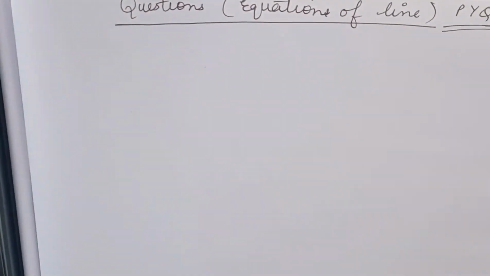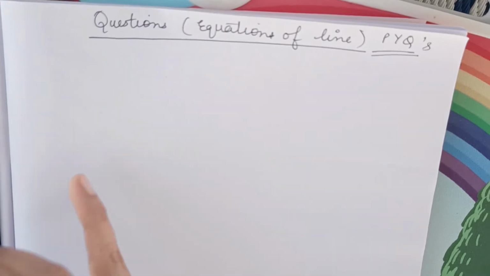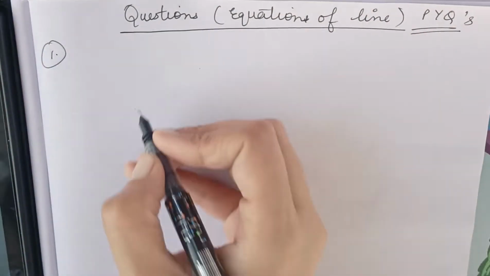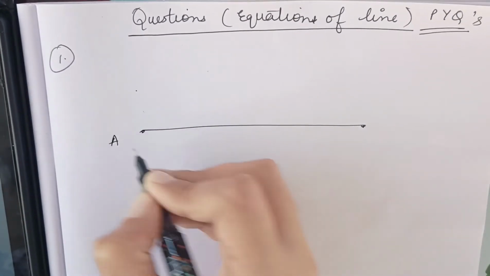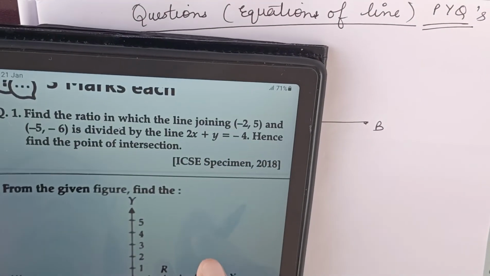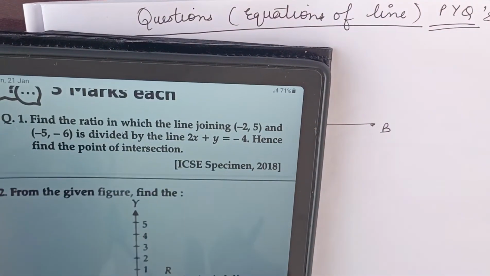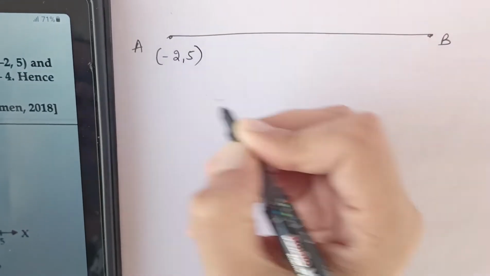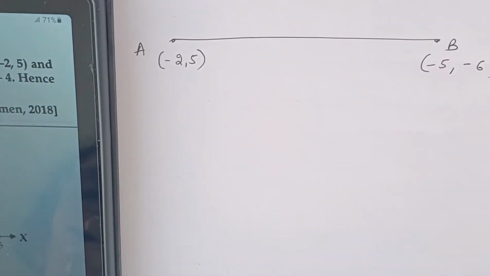Okay, so whenever this thing is mentioned, line joining, and after this some coordinates are given, we will draw one line. So here I am drawing one line. Suppose the name of the line is AB. So I have drawn one line. So here it is mentioned line joining. So after the joining word, you can see two coordinates are given. So that means we have to draw one line, and the line's coordinates are this: -2, 5 and -5, -6.